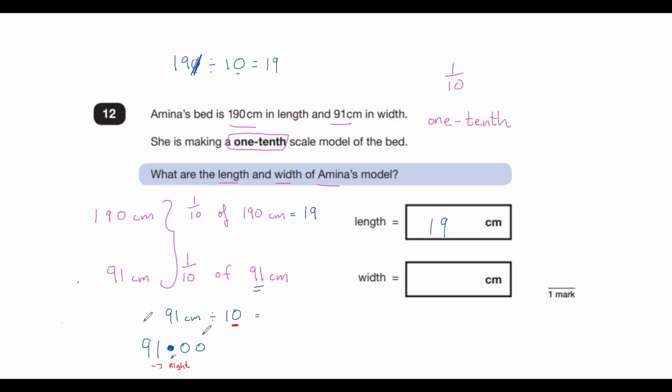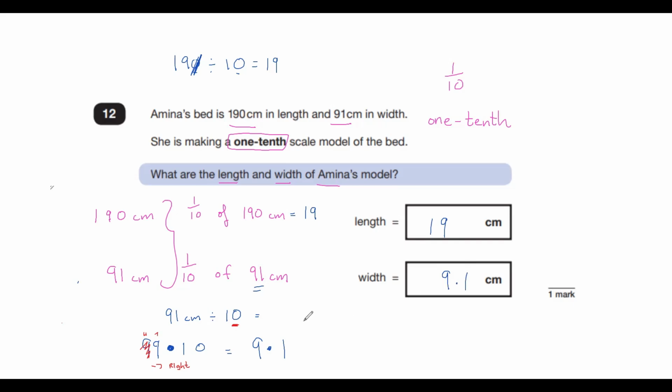So my 9, which was in my tens column, is now going to move into my ones column. So this is now going to become a 9. But don't forget the 1 that was in the ones column. My 1 is now going to move into my tenths column. So my answer is going to be 9.1. We don't need to put the 0.